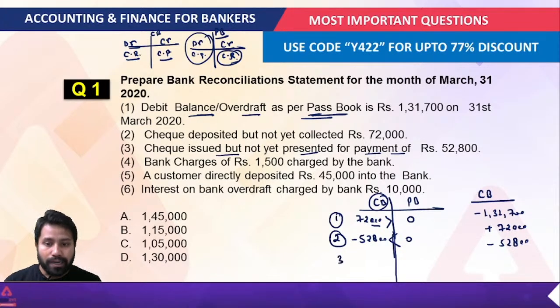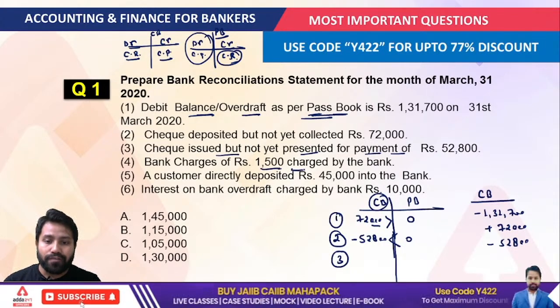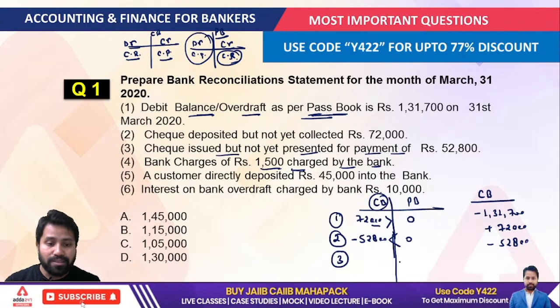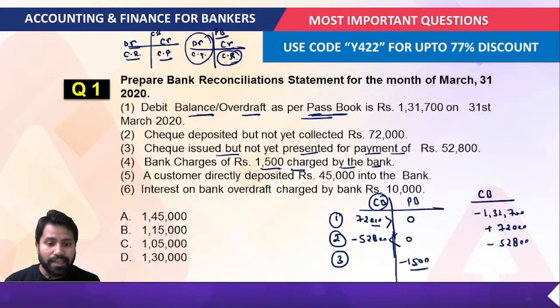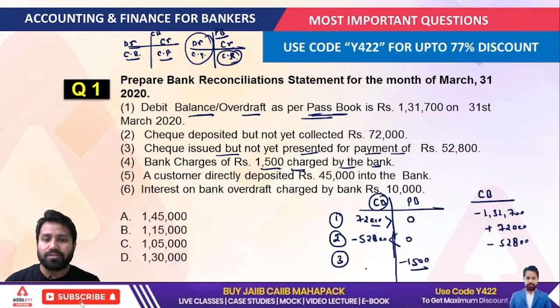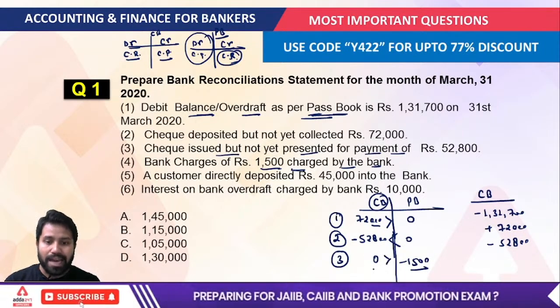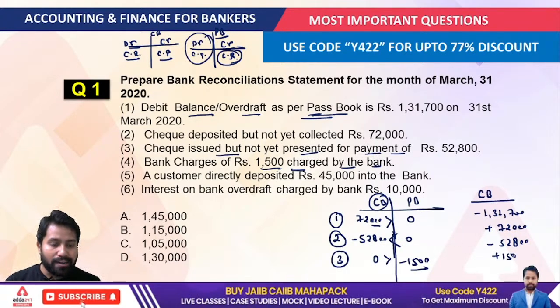Third condition, actually, we covered. Bank charges of 1,500 charged by the bank. This 1,500 is actually charged by the bank, and for the cash book the customer is not aware of that, which is why it reflects as zero. Now you can understand the cash book balance is greater than the passbook balance, so you add here with the positive figure 1,500.